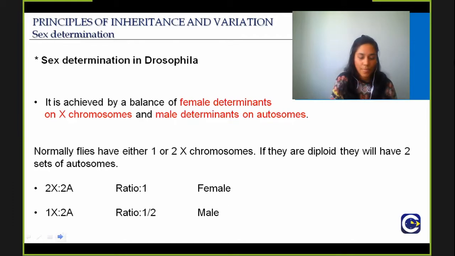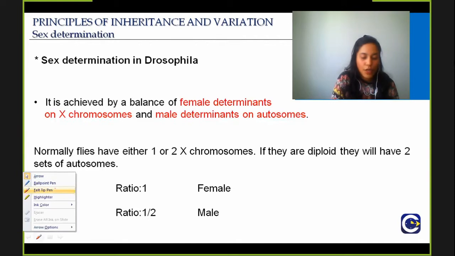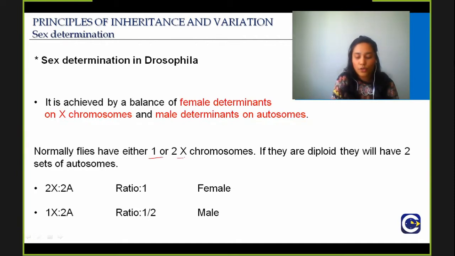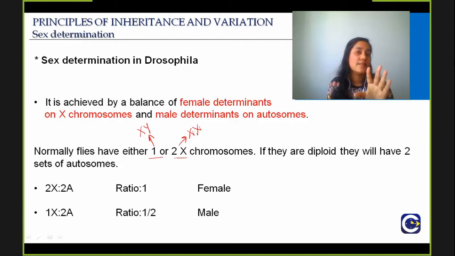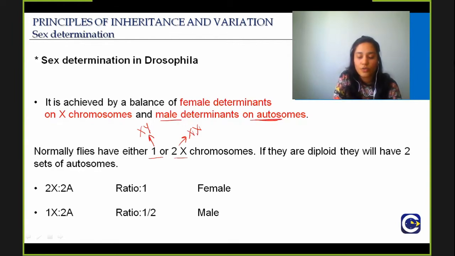Give it some time. So normal flies have either one or two X chromosomes. When will it be one X chromosome? When it is XY. When will it be two X chromosomes? When it is XX. Okay, but you cannot say that XX is a female and XY is a male. Why? Because the male determinants are present on the autosomes and female determinants are present on the X chromosomes. So normal flies have either one or two X chromosomes.